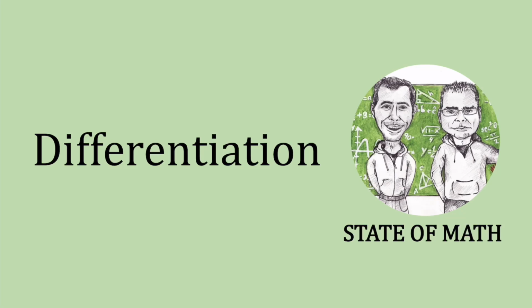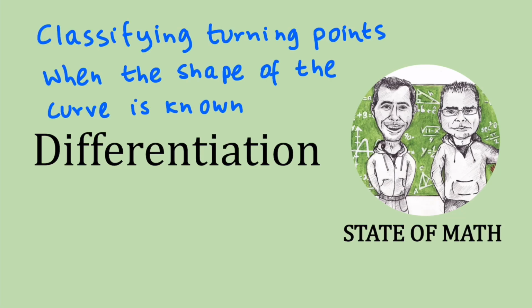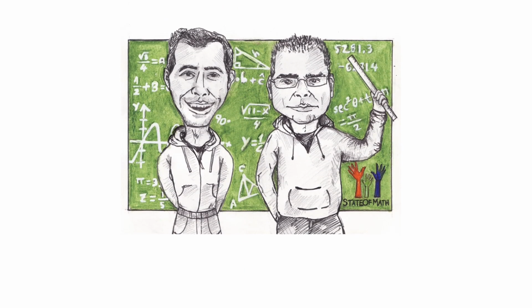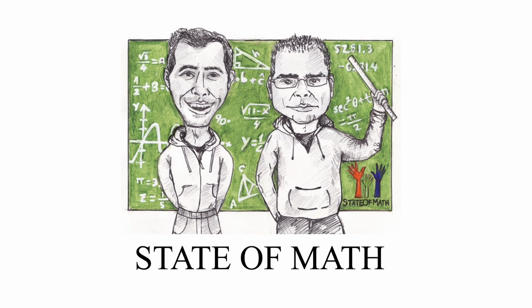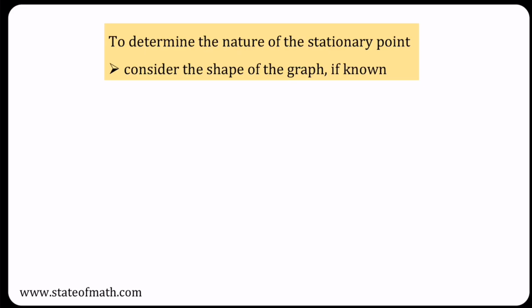In this video, I will explain how to classify turning points when the shape of the curve is known. So, if we happen to know the shape of the curve, then we can easily classify a stationary point on whether it's a maximum or a minimum. And there are actually two different types of curves that we should be familiar with.